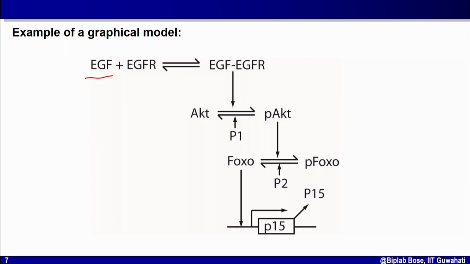What is happening? The first step is EGF binding to EGFR, the receptor, and they make a complex called EGF-EGFR complex, and obviously it is a binding process, so it is a reversible one.